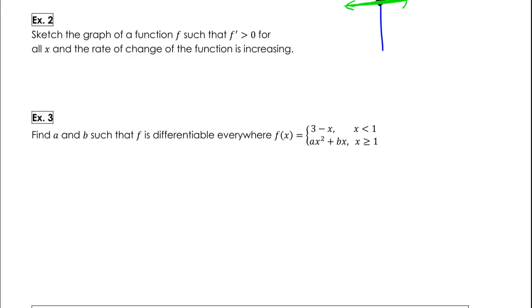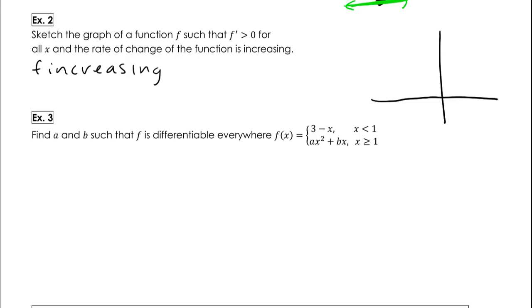Again, hit pause and try this on your own. I'm asking you to sketch the graph of a function f such that f prime is greater than 0. Well, what does f prime greater than 0 mean? That means f is increasing. So if f is increasing, let's make a note. Okay, that's what it means when f prime is positive.